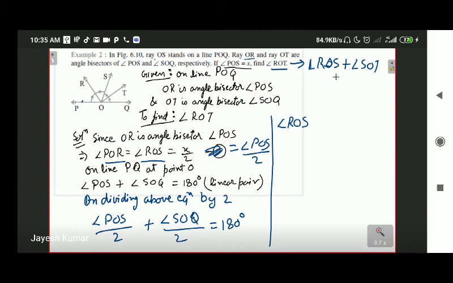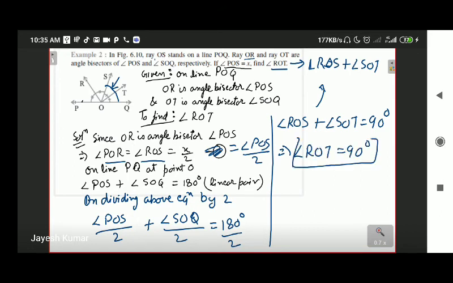So instead of angle POS upon 2, I am going to write angle ROS, and instead of angle SOQ upon 2, half of angle SOQ is going to be angle SOT, equals to 90 degree. So angle ROS plus angle SOT, like I explained just now, angle ROT equals 90 degree. So the value of angle ROT is going to be 90 degree. You can see it like this also.